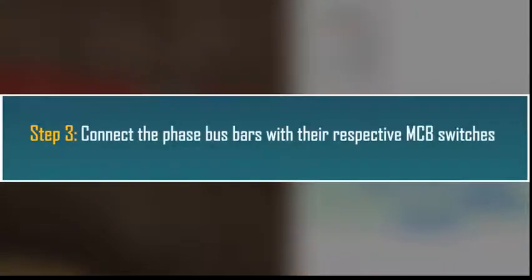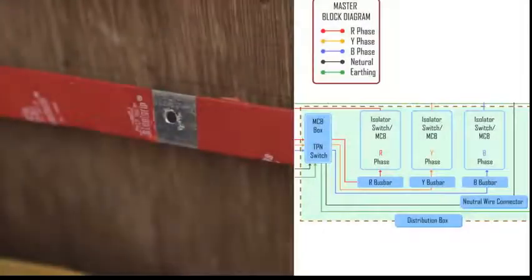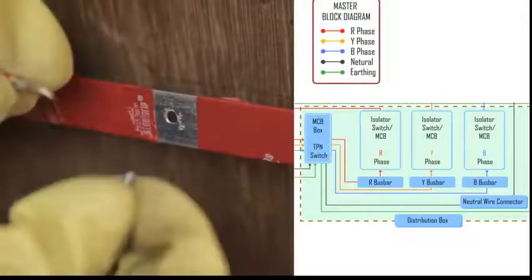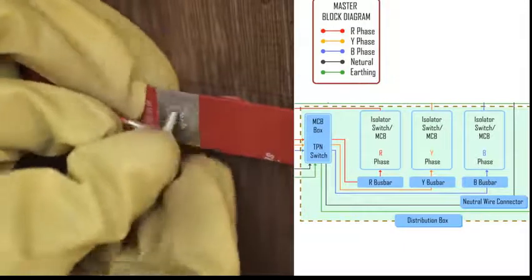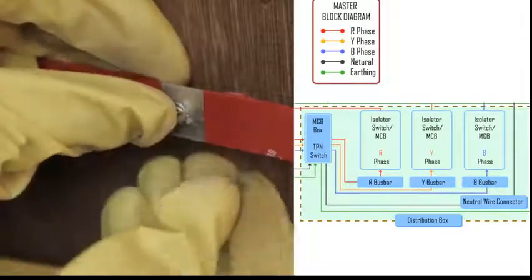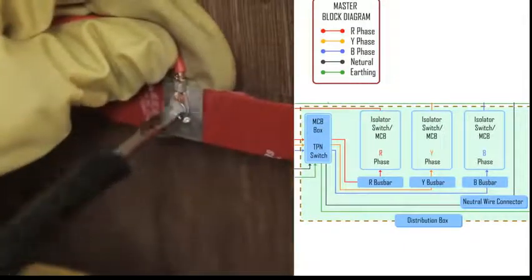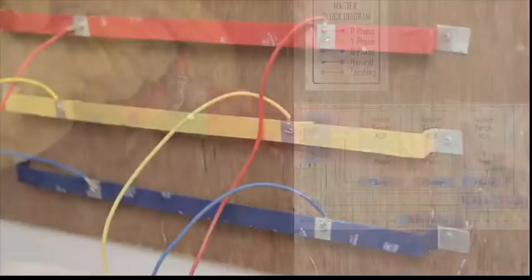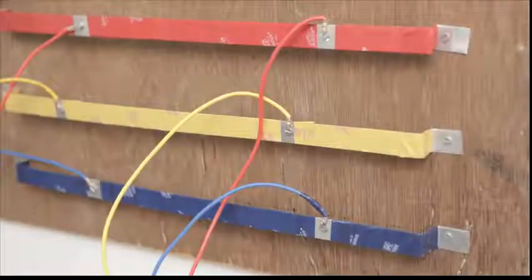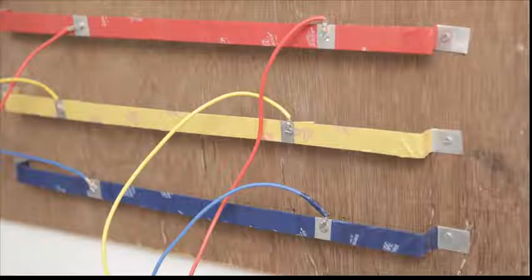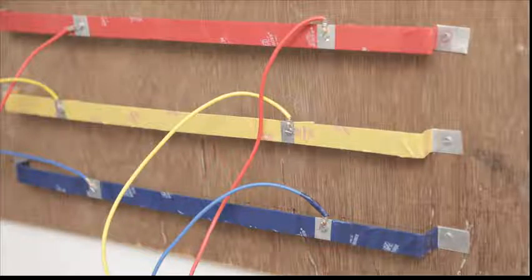Step 3. Connect all phase bus bars with their respective MCB switches. Firstly, connect the red wire on R phase bus bar output terminal. Similarly, connect the yellow and blue wire on Y and B phase bus bars output terminals. Now we have to connect the other ends of all the phase wires with their respective MCB switches.